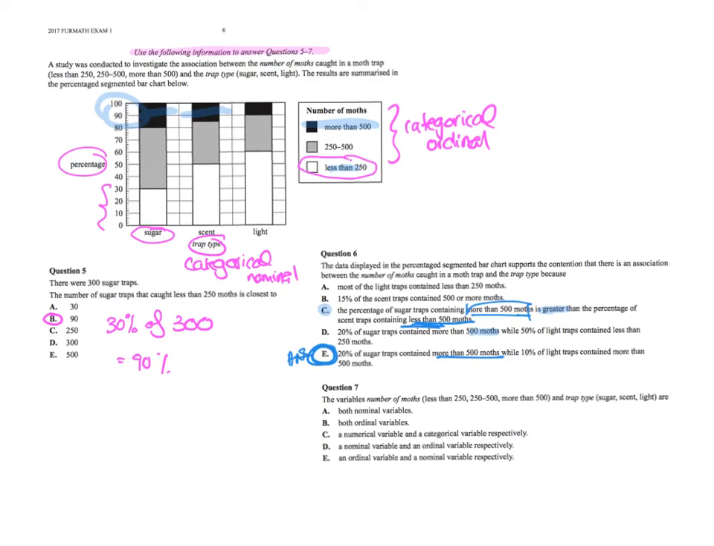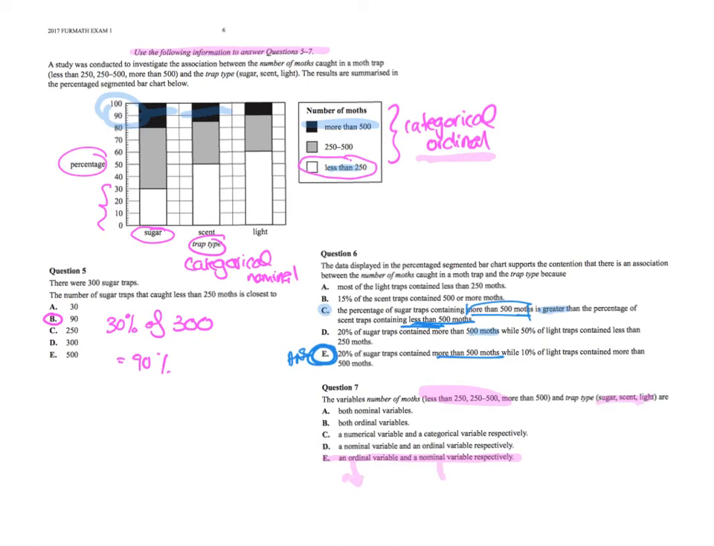The variables, numbers of moths less than 250, 250 and more than 500, and trap type, sugar scent, are both, we've already done this, they're both categorical, but the first one is ordinal and the next one is nominal. So ordinal and nominal, so I'm going to go with this one. When it says respectively, it means what they mentioned first is what they're stating first. Because they mentioned this one first, which was ordinal, I put ordinal first, yeah? And the next one was nominal.